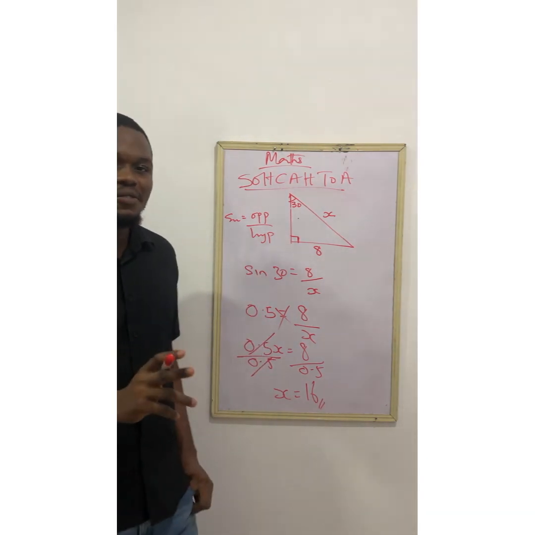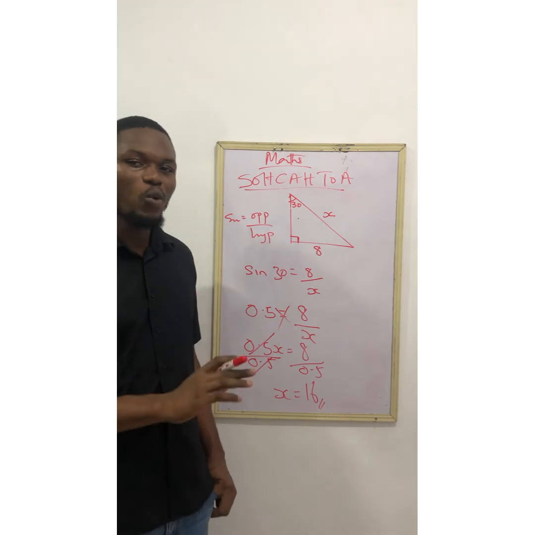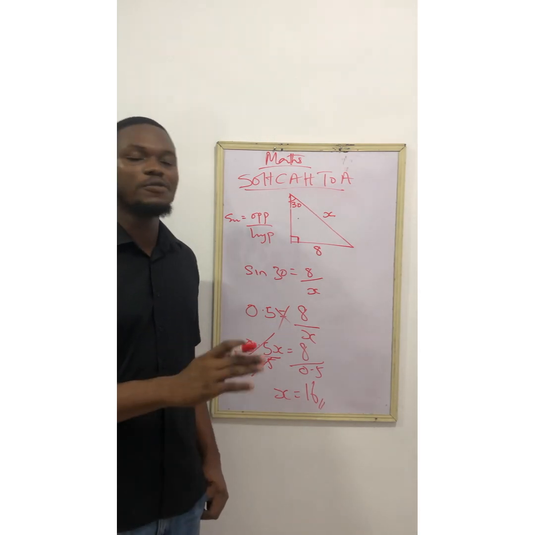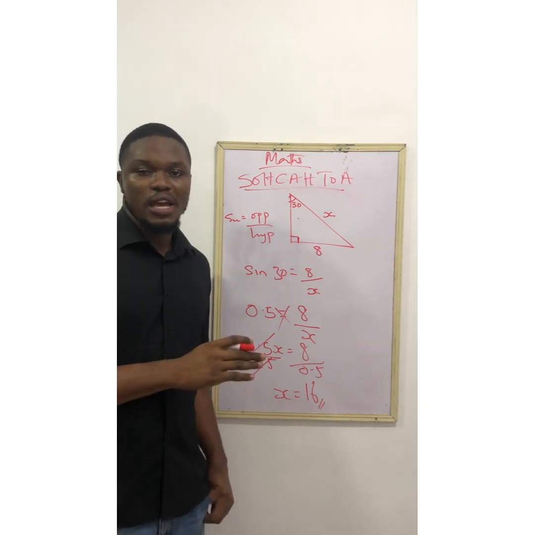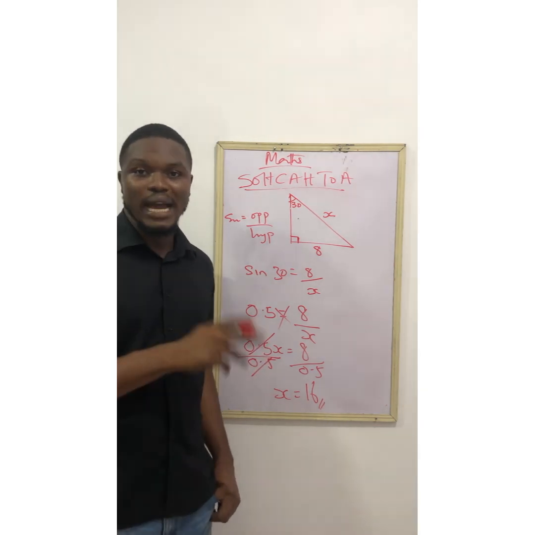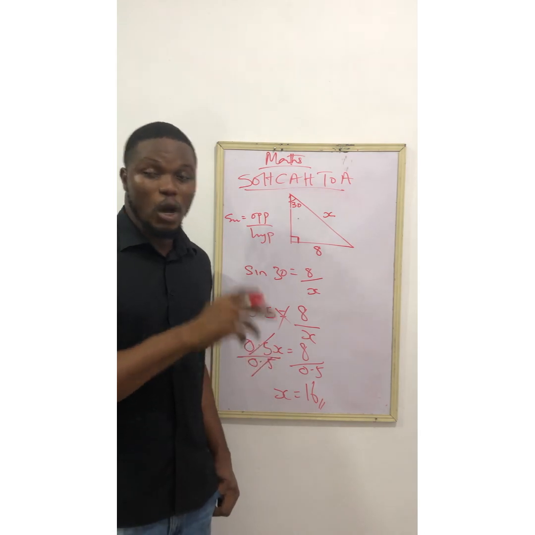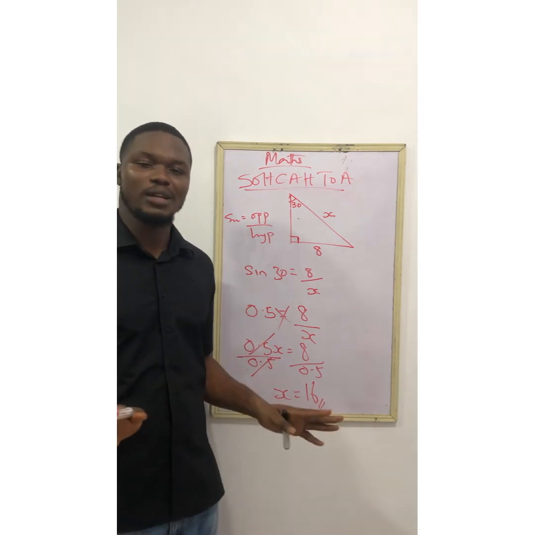So first thing first, you need to find out what you were given before you start deciding which formula to use. If you're given the adjacent and hypotenuse, use cos. If you're given the opposite and hypotenuse, use sine. If you're given the opposite and adjacent, use tan. Alright?